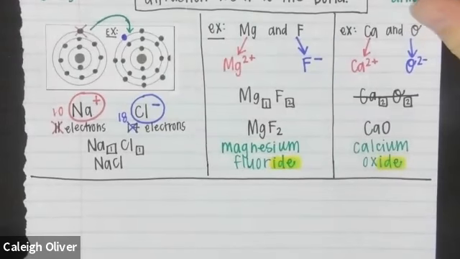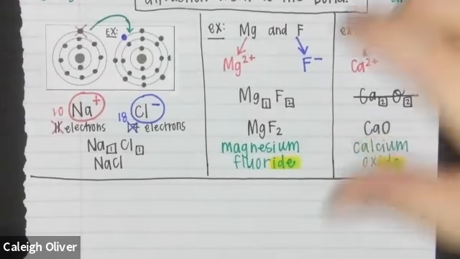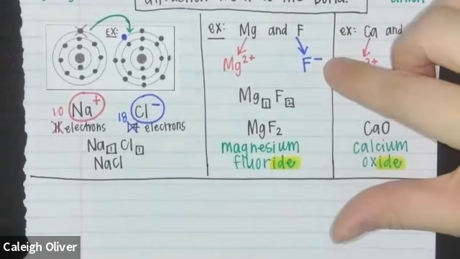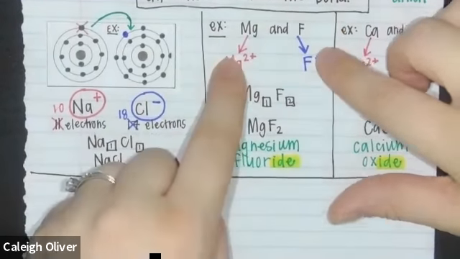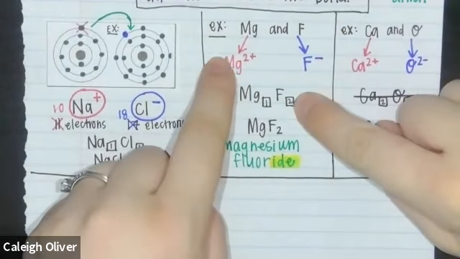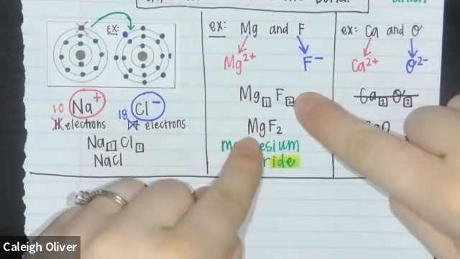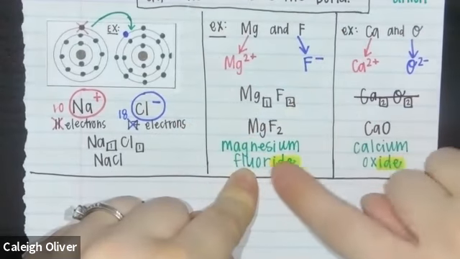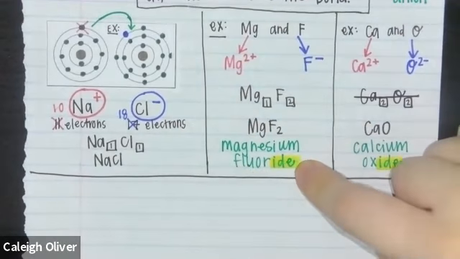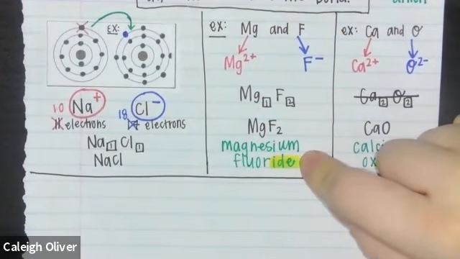So we use the columns on the periodic table to figure out most things. Magnesium, fluorine, put them together. We needed 2 fluorines to counteract 1 magnesium. Magnesium fluoride, the ending changed to IDE.